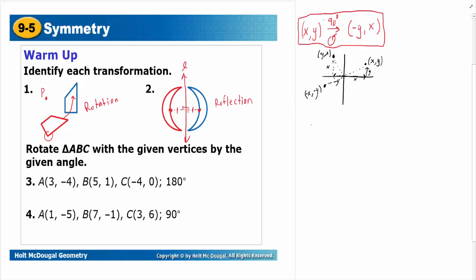But at 180 degrees, you have (x, y), and you're going to go 180 degrees. In that case, it doesn't matter which direction you're going. You'll end up at the same point, but you're going to have (-x, -y). Good study tip for you.